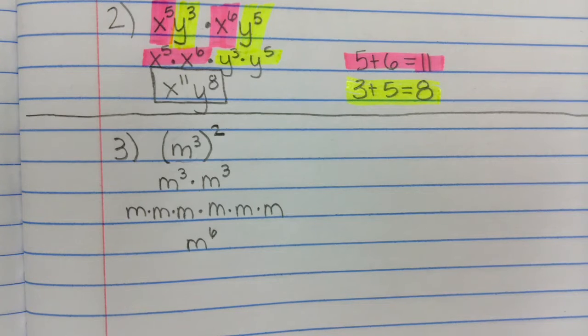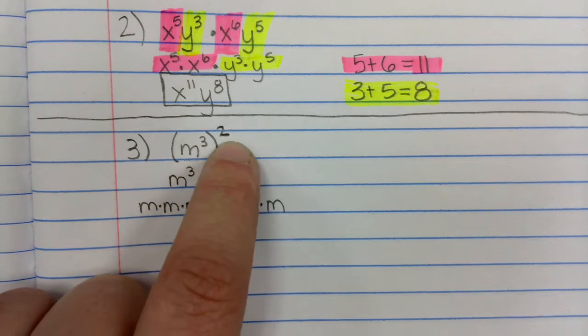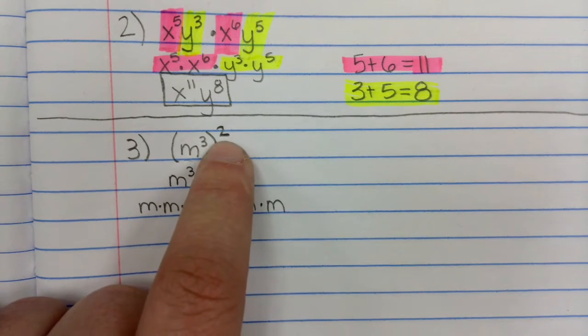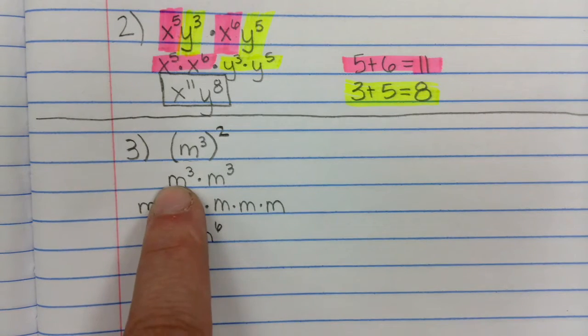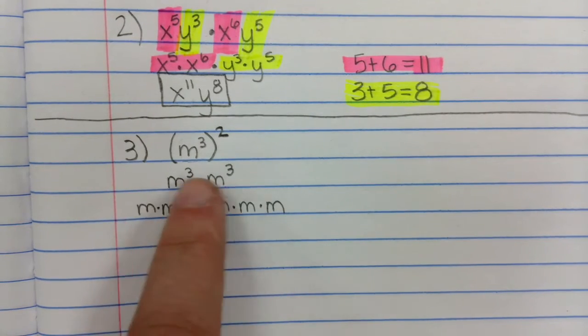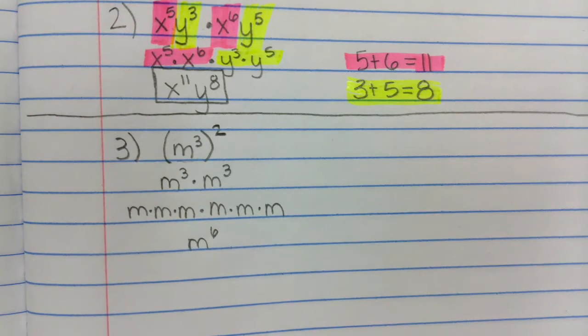Good. So Melody noticed that we take the exponent on the inside of the parentheses and we multiply it by the outside. 3 times 2 is 6, because we have 3 how many times? 2 times. That's what times means, is that we're doing 3 and 3. We have it 2 times. So together that would make 6.